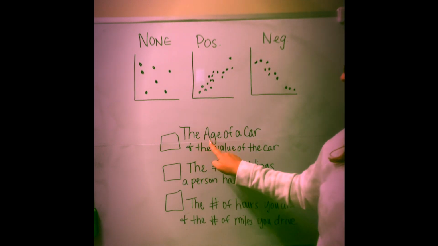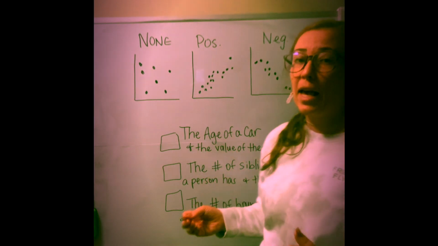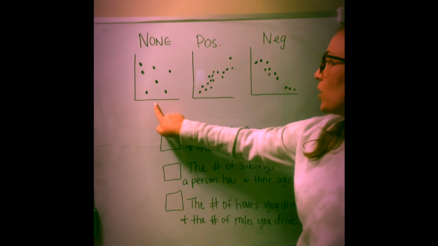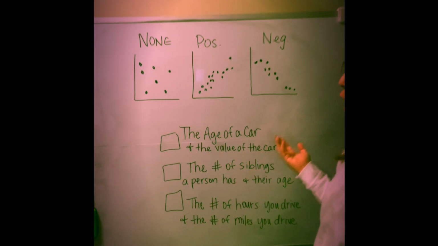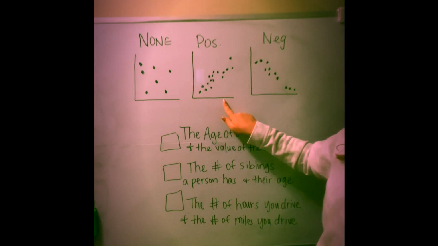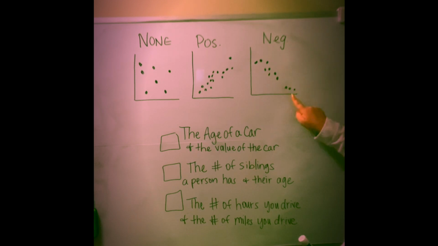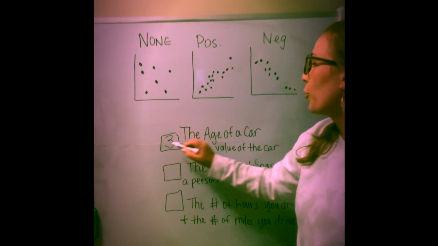So this scenario, the age of a car and the value of the car. Again, these are the two variables that we're finding the relationship between. So as the age of the car gets older, the value of the car, what do you think? Would it go up, or would it go down? As the age of the car gets older, the value of the car would go down. That would be this one, right? Graph number 3 right here.